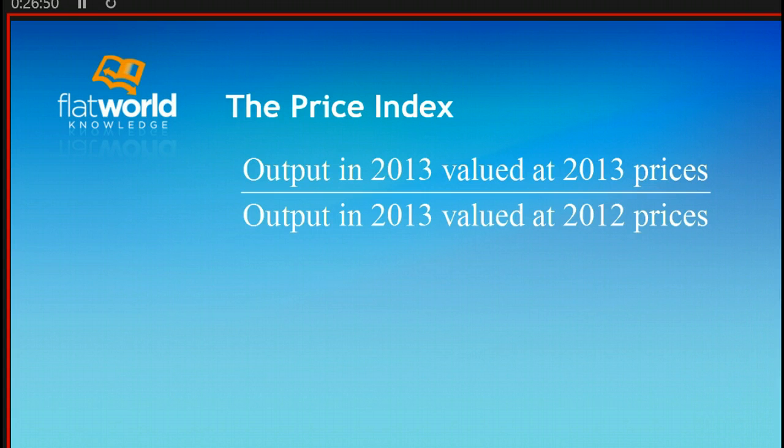A price index essentially takes GDP, which is another way of saying output, in 1 year at that year's prices, and remember, GDP measured at a current year's prices is going to be the nominal GDP, and I'm going to divide it by the output in that year valued at a previous year's prices, the base year. And so that would be like saying the real GDP.